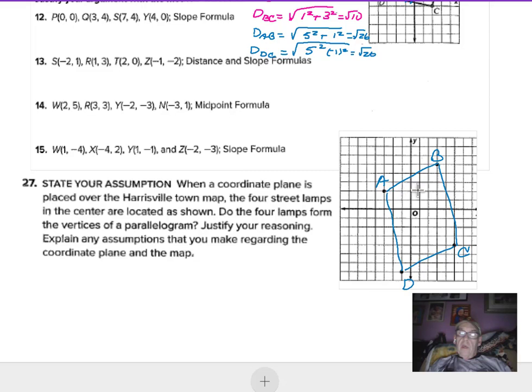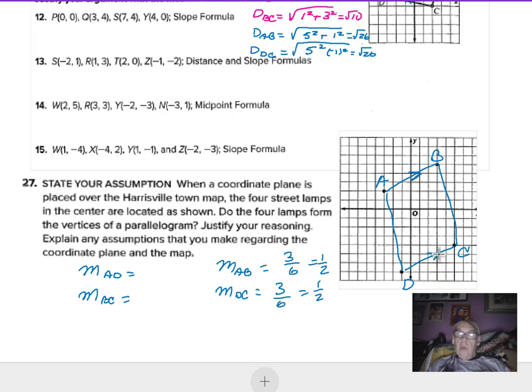So it looks like if we find the slope of AB and the slope of DC, and the slope of AD and the slope of BC, if all of those opposite slopes are congruent, we have a parallelogram. So slope of AB, we look at the difference of the y's, 1, 2, 3. Difference of the x's, 1, 2, 3, 4, 5, 6. That gives us 1/2. Going from D to C, we're going 1, 2, 3 for the y's and 1, 2, 3, 4, 5, 6 for the x's. That's also 1/2. So AB and DC are parallel to each other.